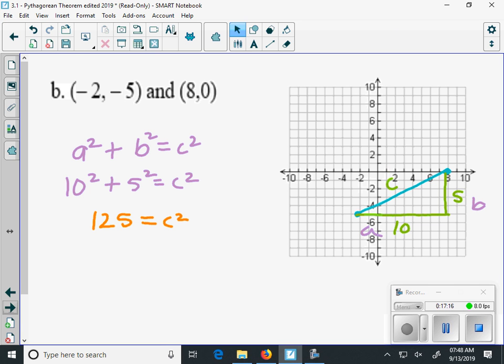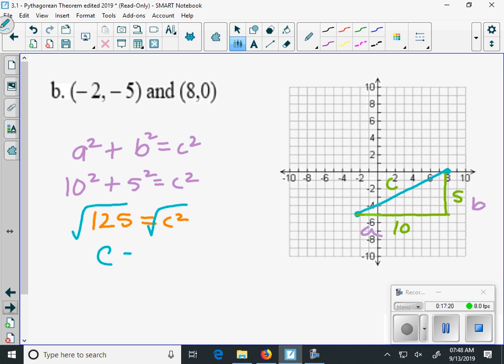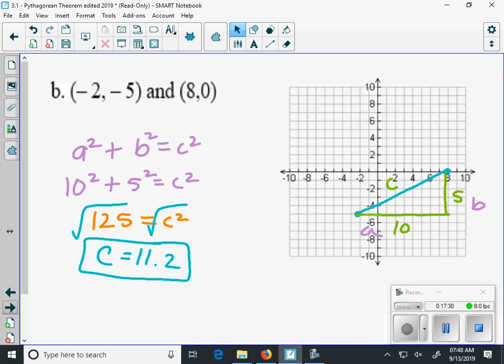What do we still have left to do? Square root. Don't forget the square root. And what's the square root of 125? 11.2. Round to the nearest tenth. Questions over that? Not bad. Okay. This is really helpful for what we're doing next week. This is kind of the basics of just finding distance of a line, and then next week we'll talk about finding distance of multiple lines in one problem. Okay.